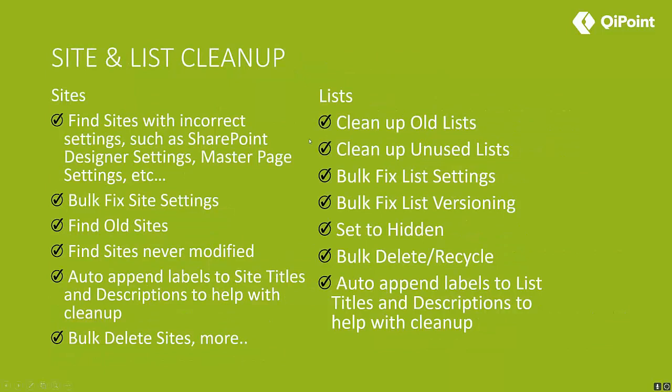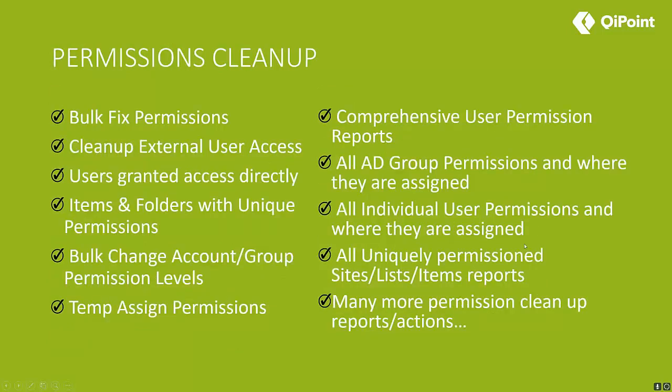There's site and list cleanup. So again, you can find lists that perhaps have 0 items that have been created but never used. There's an option to append labels to titles and descriptions as well, so that you can flag them for deletion, for example, or to be hidden. And then there's a permissions cleanup, where you can remove permissions and change permissions and even just report on permissions if that's what you need.